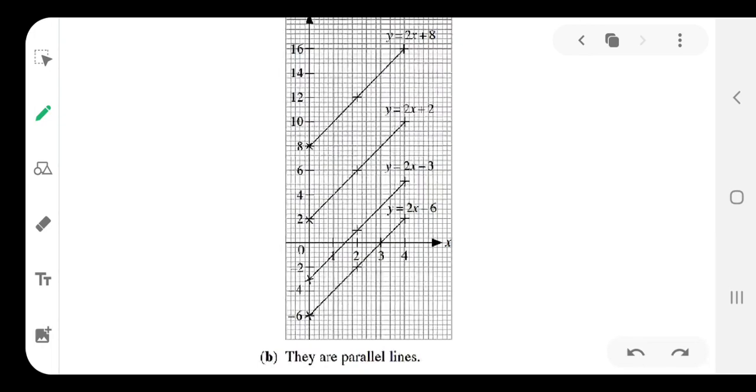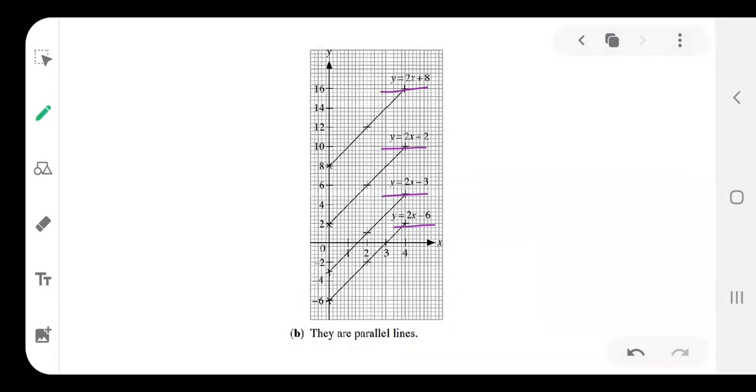This is the line of function 1, this is the line of function 2, this is the line of function 3, and this is the line of function 4. As all of the lines are heading in the same direction, this means that all of the lines are parallel. So the answer to part B will be: all of the lines are parallel.